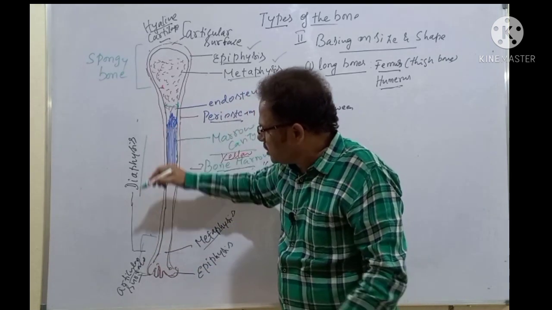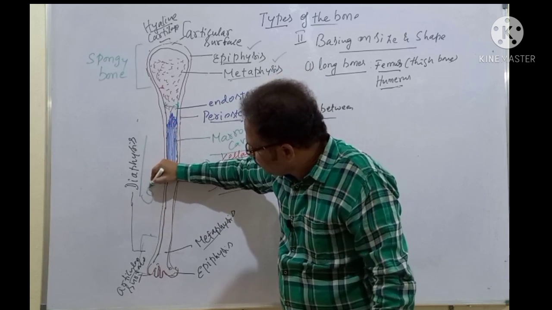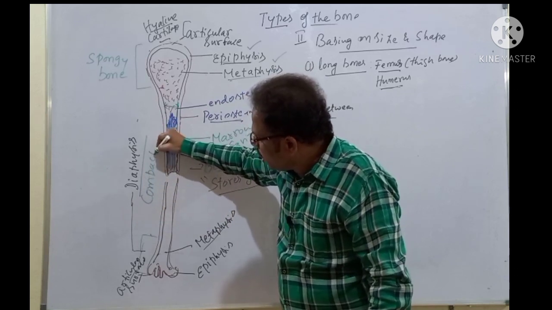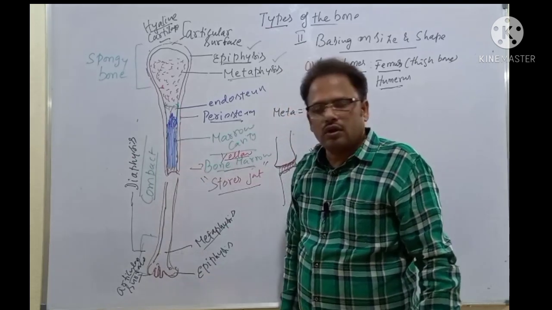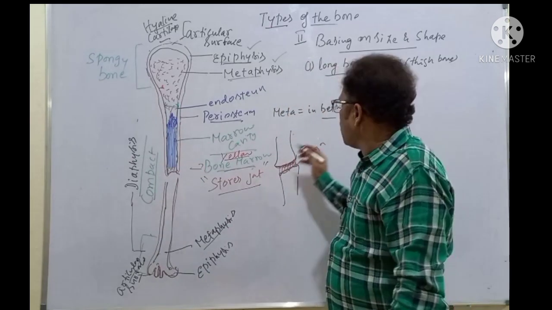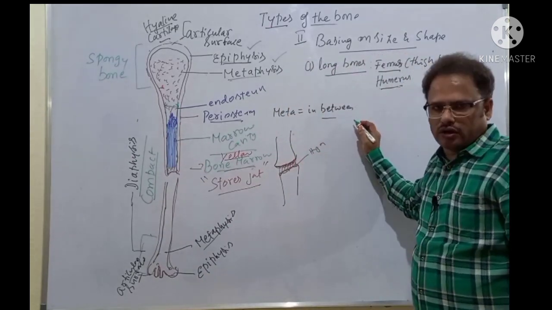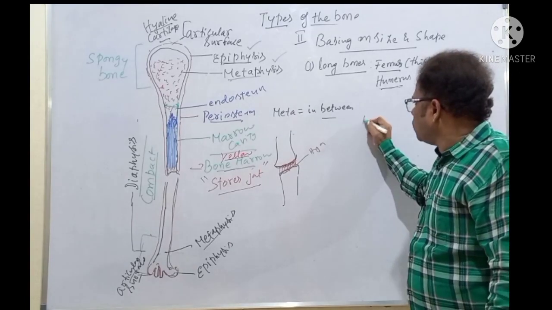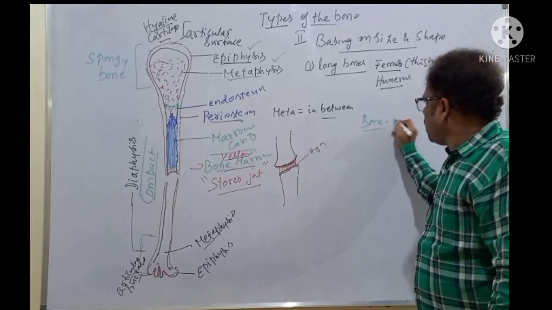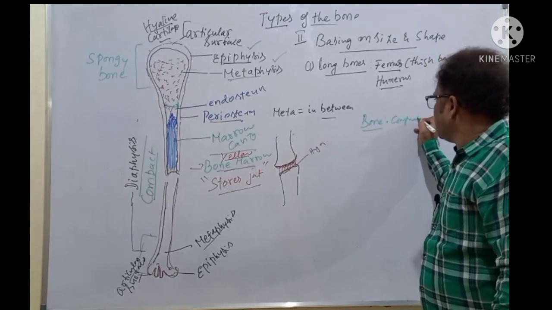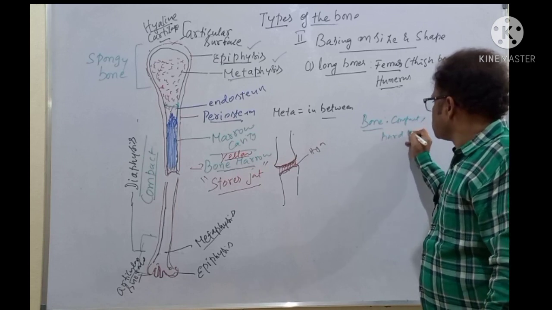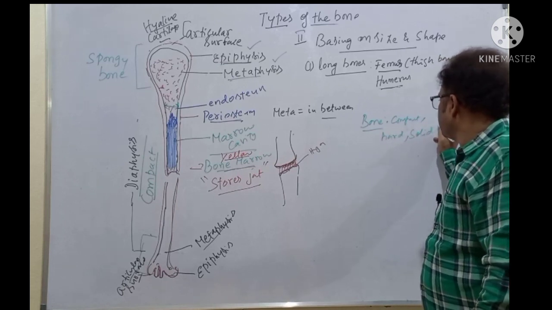This diaphysis is very compact. Diaphysis is very compact, very hard. Why is the bone very hard? Because the matrix is very hard. And that's why the bone is compact, very hard, solid, rigid.